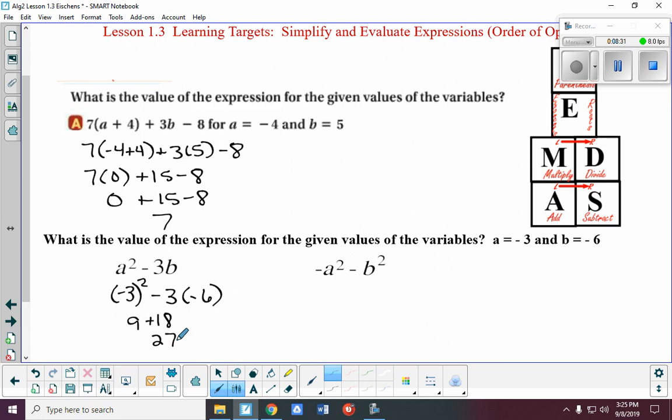Here is one where we have the opposite of a squared. So negative, and then what is a? A is a negative 3, so parentheses around negative 3, minus b is a negative 6, and that's squared. So it's really important that you're careful how you substitute those values in so you don't lose any of your negatives. So now we square this, which would be 9, but that negative is out front. And we square this, which is 36, and the negative is out front. So that would give me a negative 45.